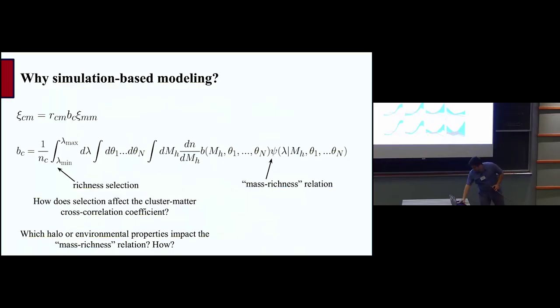So why does this have to be addressed with simulation-based modeling? We're interested in the cluster lensing. So essentially we have to predict the cluster-matter cross-correlation, and so we have to predict the cluster bias. So you can write down a halo model type expression of this kind.